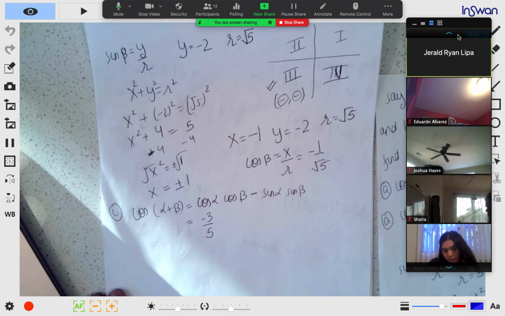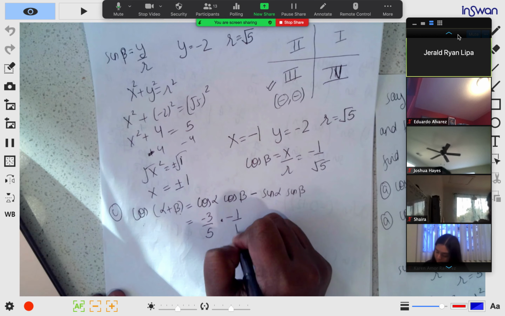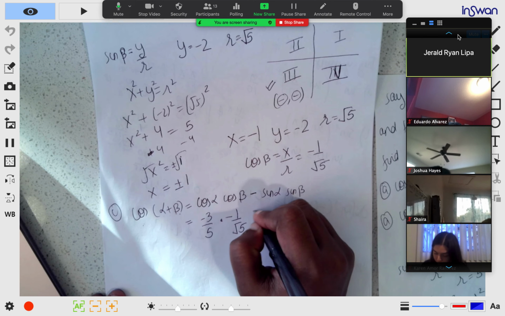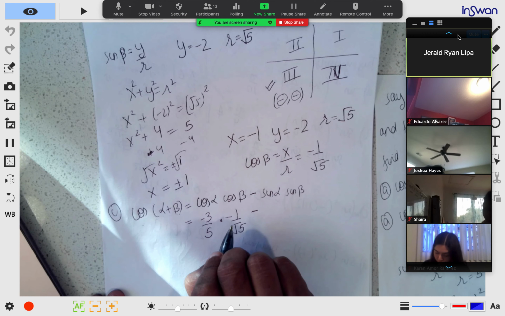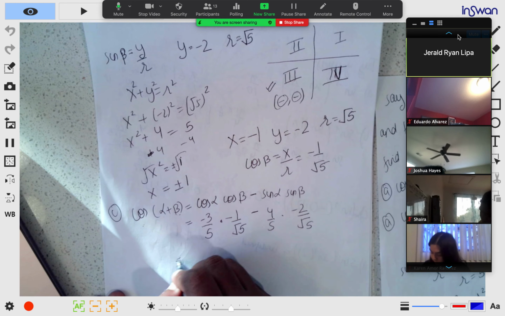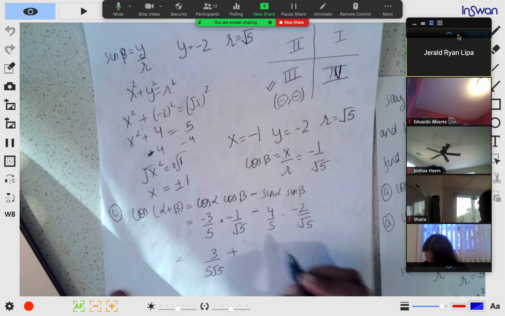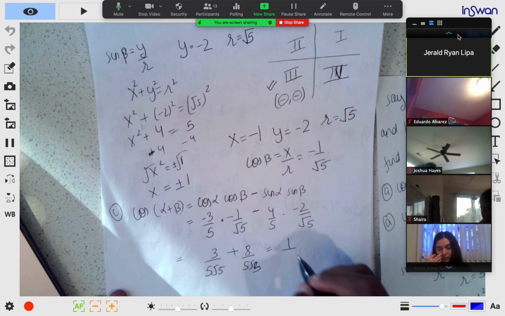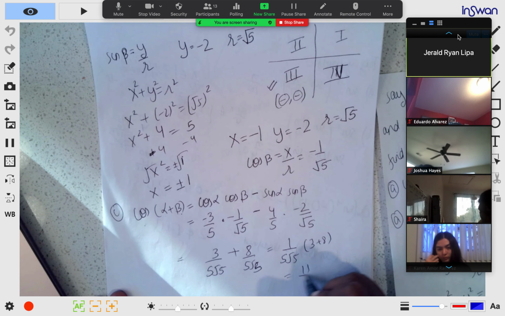And then cosine beta, we just found right now, which is -1 over root 5. And then you have minus sine alpha, which was 4 over 5, times sine beta, which was -2 over root 5. When you multiply, you get 3 over 5 root 5 plus 8 over 5 root 5. I can take out 5 root 5 outside. I'm left with 3 plus 8, which is 11 over 5 root 5.